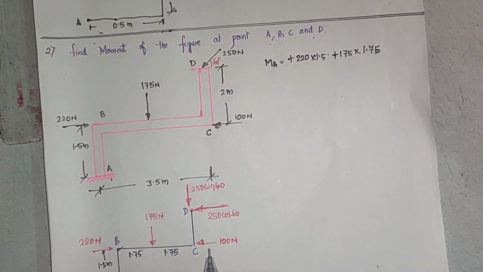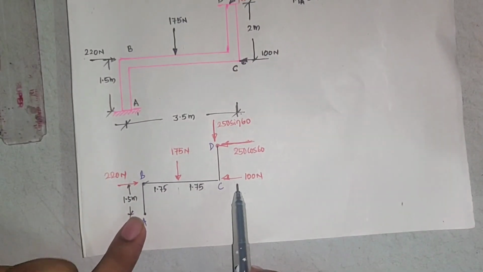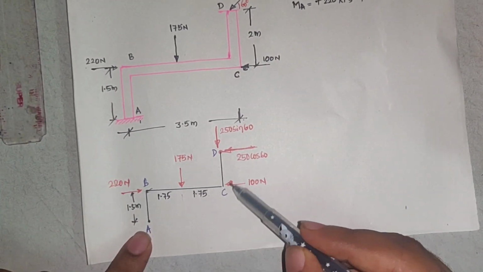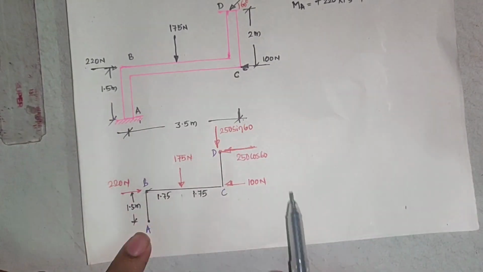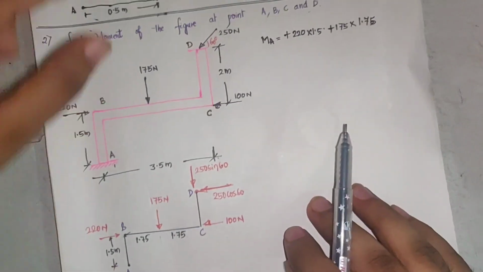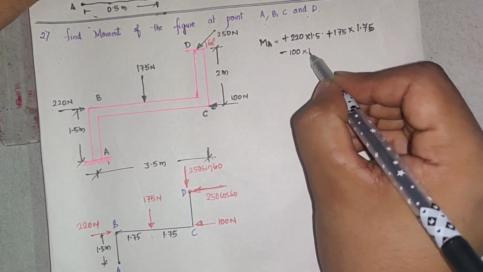Then, how is the rotation caused by 100 Newton about point A? So 100 is rotating anti-clockwise, like this. And what is the perpendicular distance? It is 1.5. So anti-clockwise means minus 100 into 1.5.